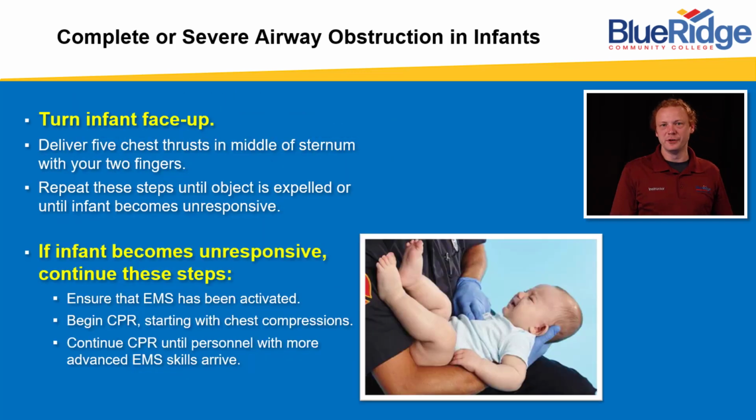So now turn the patient face up by sandwiching the infant between your arms and your hands. Deliver your 5 chest thrusts in the middle of the sternum with 2 fingers, and then repeat a series of back slaps and chest thrusts until the foreign body is expelled or until the infant becomes unresponsive.